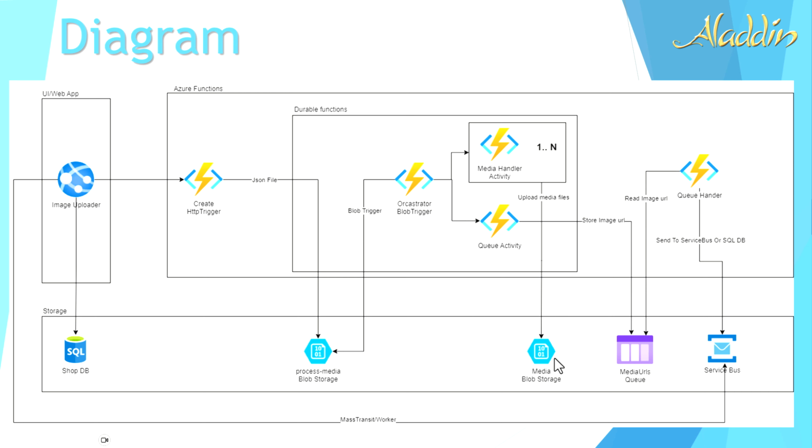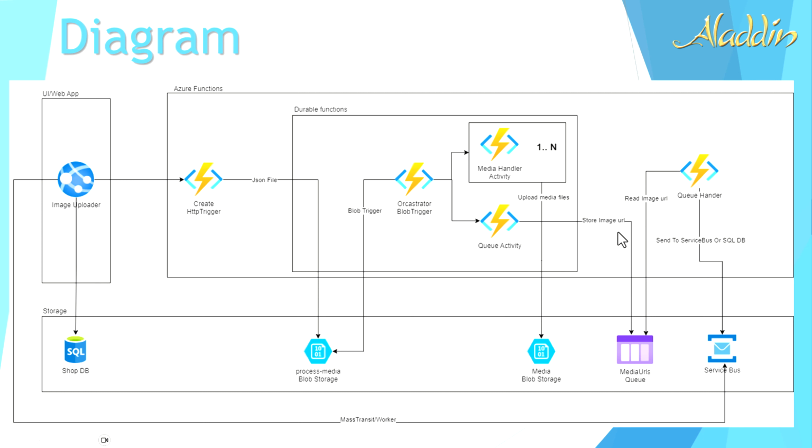So after we handle all the images, whether one, two, three or 100, and we pass them to the media storage, it will send a notification again to the orchestrator: I have done my work, I handled all that. So the orchestrator will send a request with the data, which will contain the image URL with the product ID, to the queue activity.